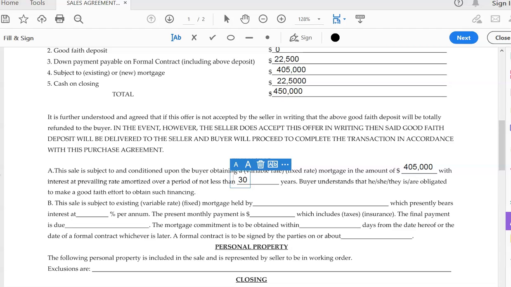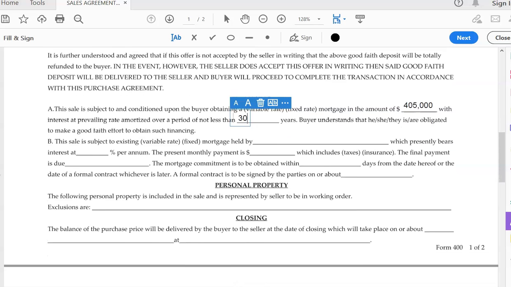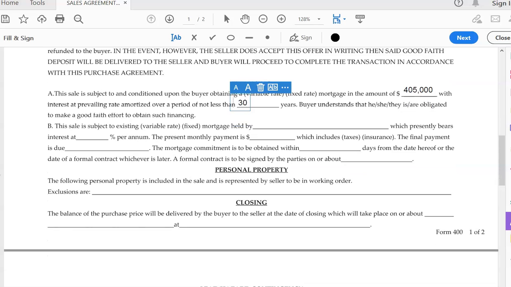The mortgage commitment is to be obtained within blank days from the date hereof or the date of formal contract, whichever is later. A formal contract to be signed by parties on or about. Now, if there's any exclusions, which is typically listed on the listing or discussed between the agents prior to, they will be listed right here. Any exclusions from the property, could be anything, such as a fan, what have you, that will be listed right here.